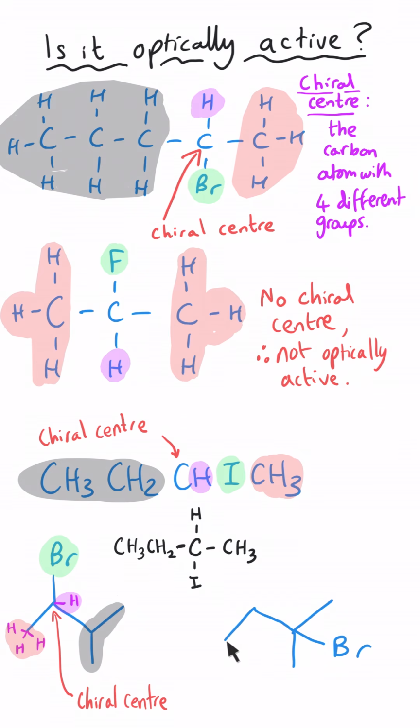Last of all, we've got 3 hydrogen, 2 hydrogen, so they're no good. This one has got no hydrogen on it, but that doesn't mean it's not chiral. What it does mean, though, is we need to look at these positions. Here, this will be a carbon with 3 hydrogens. This will also be a carbon with 3 hydrogens. So this is not a chiral centre, and so there will not be optically active molecules of this type.